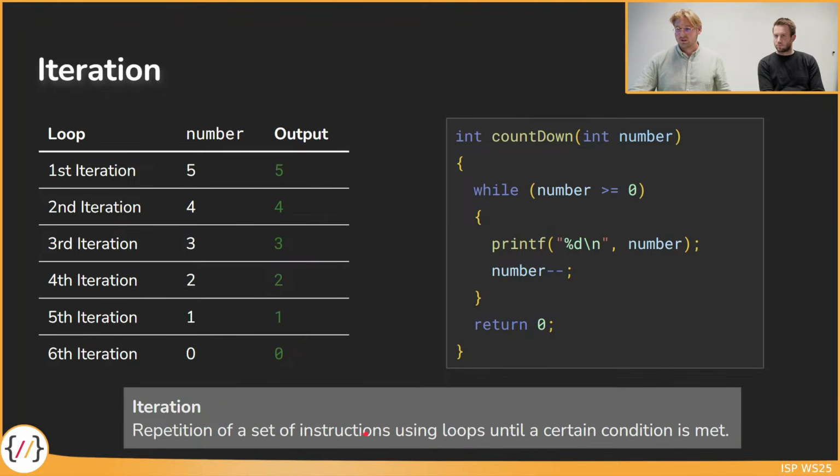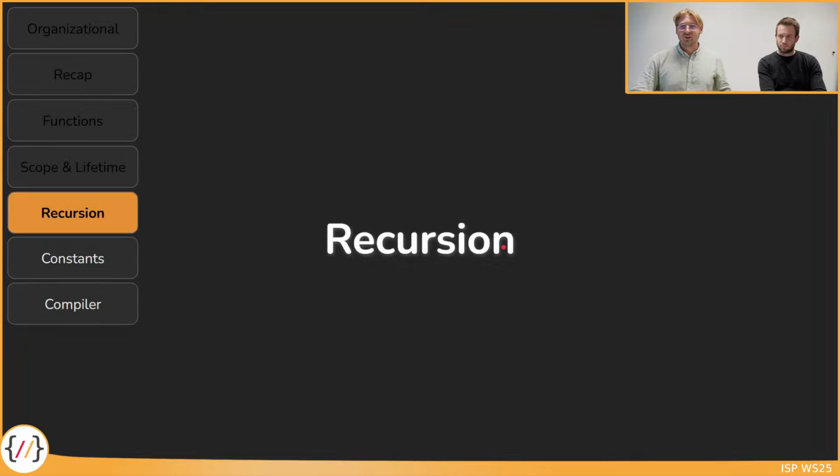So if we take a look at these 3 components here: the condition, number is greater or equal than 0; using loops, we have a while loop; and we have a set of instructions, the statements in the while loop. Doing something iteratively means we repeat something until some condition is met or not met, or we specify it. But there is not only an iterative way to print a countdown.